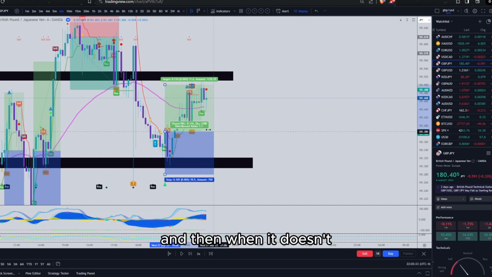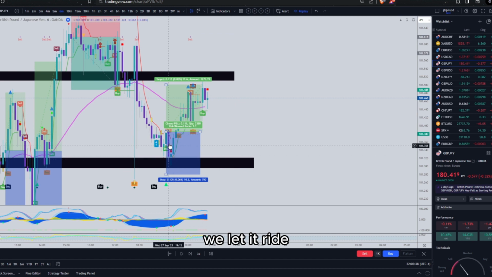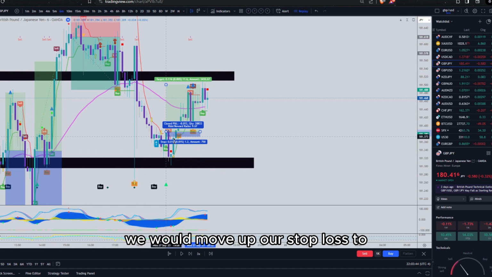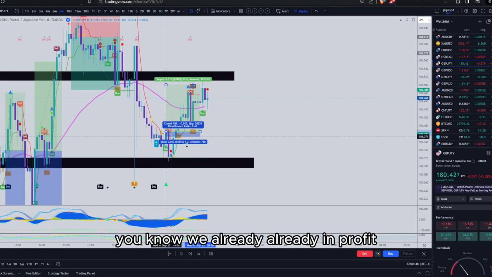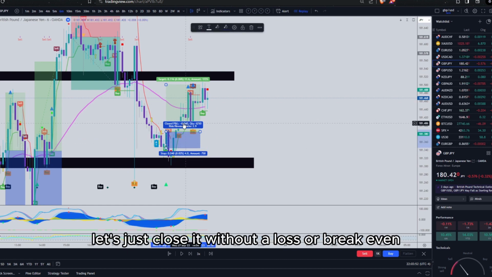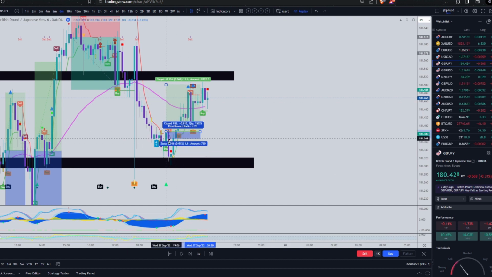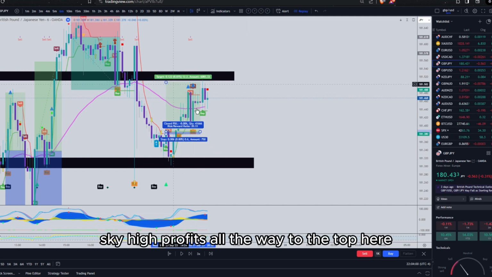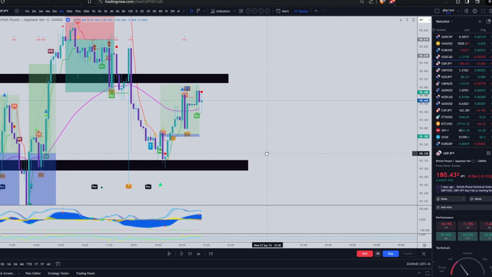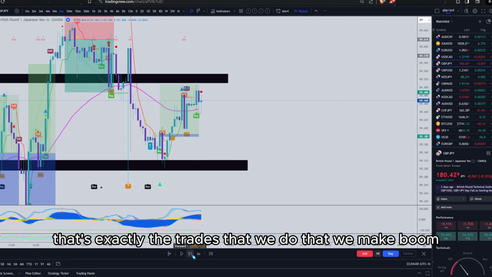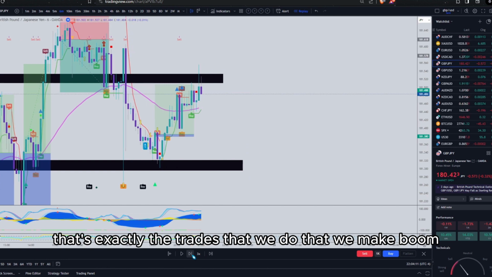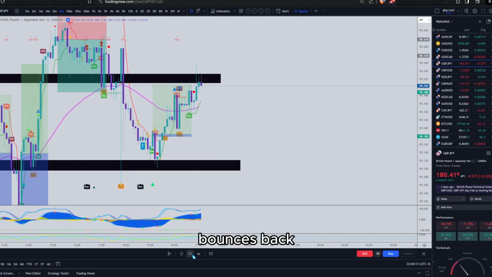And then when it doesn't, we let it ride, and somewhere around here we would move up our stop loss to break even or literally in profit, because we're already in profit. Let's just close it without a loss or a break even. We would have moved it up somewhere here, and it would have been sky high profits all the way to the top here. That would have been a beautiful trade. But that's exactly the trades that we make. Boom, hits it off, bounces back.